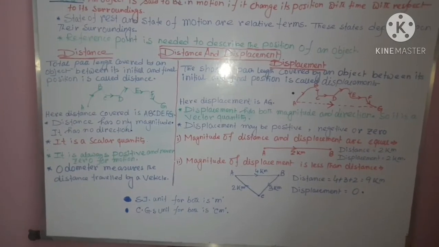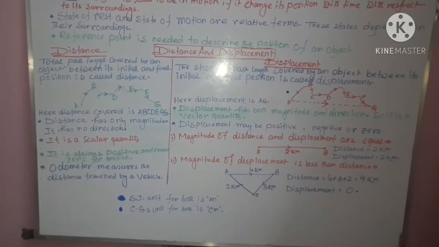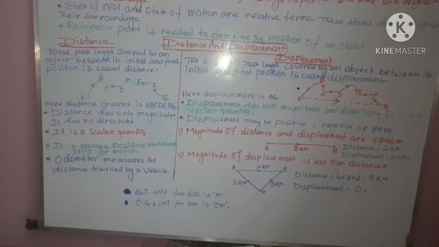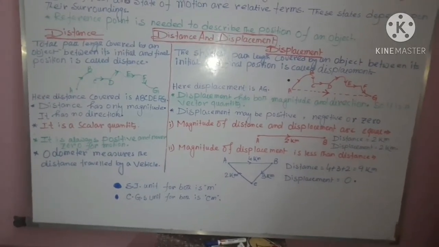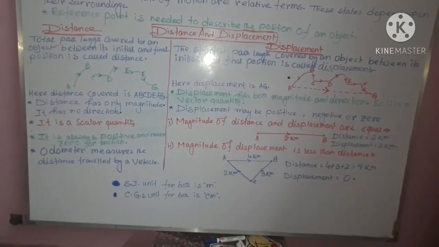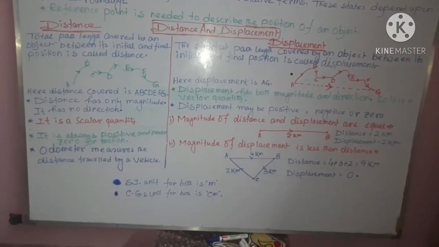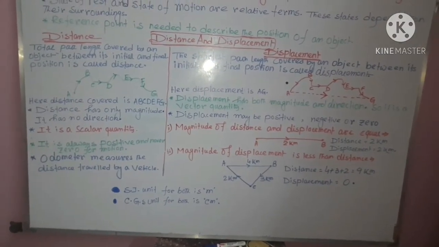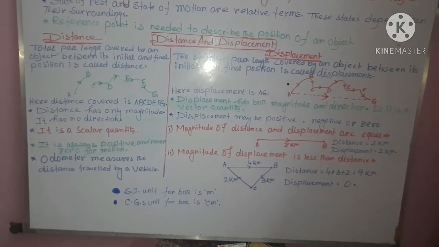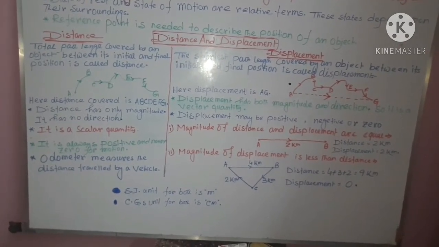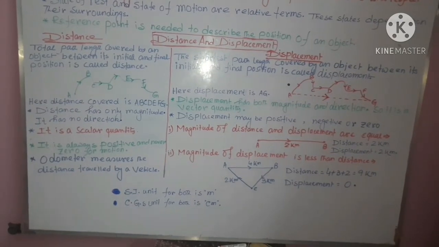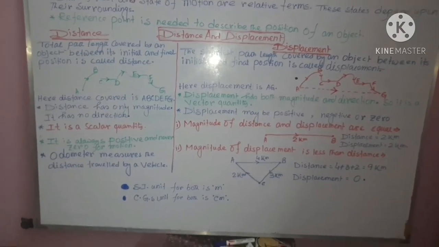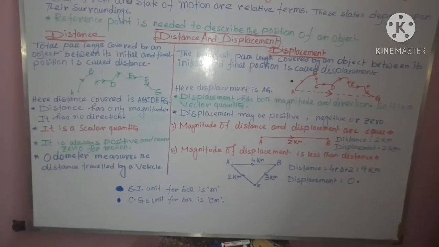Distance is the actual length of the path covered by an object between initial and final positions. Number 1. Number 2, during the measurement of distance, the direction is not important. So distance has only magnitude, no direction. That's why distance is a scalar quantity. For the motion of vehicles, the distance is measured by a device known as an odometer. Next, for the motion of an object, the distance is always positive and never becomes zero.